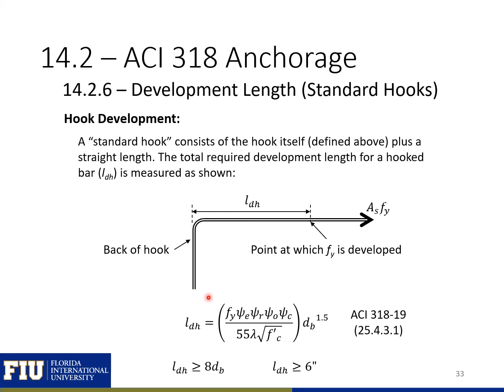A standard hook consists of the hook itself, which we defined on the last couple slides, plus the straight length. The total required development length for a hooked bar goes from the back of the hook to the point on the straight bar at which you'll reach fy. And we can calculate the required development length using this equation here from ACI 318. The required development length also needs to be greater than or equal to 8 times the diameter of the bar and greater than or equal to 6 inches. So 6 inches is our minimum value here.